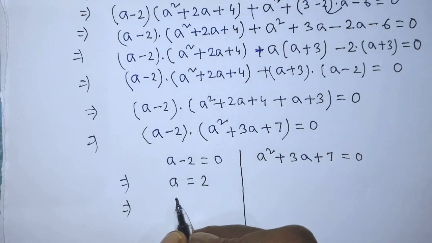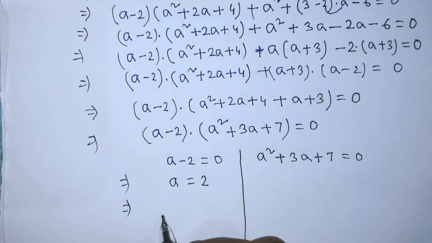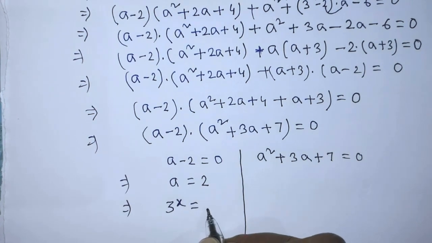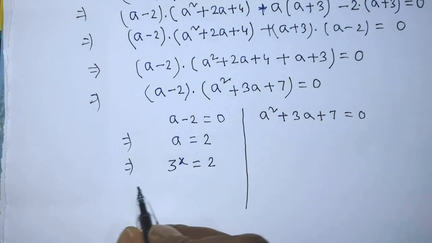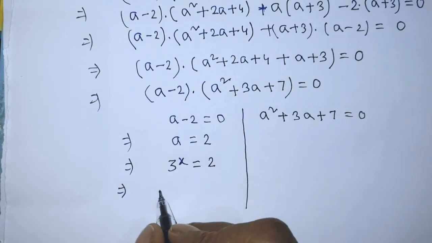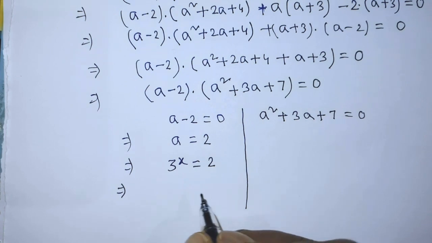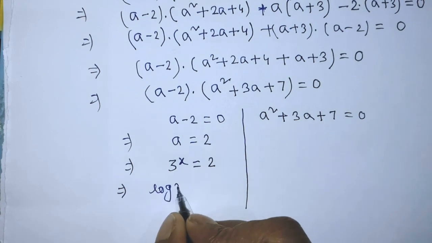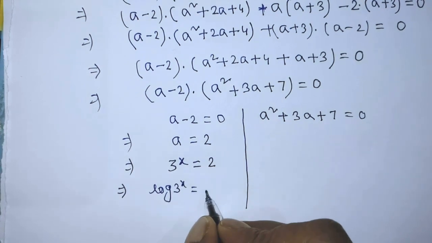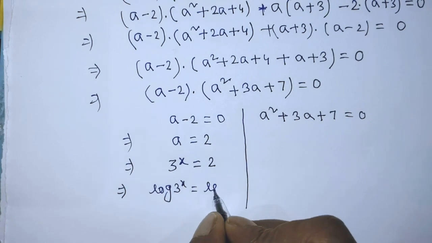So now again we have to put the value of a in this equation. So student, the value of a is 3 to the power x. So we have to write 3 to the power x on the left hand side, and again we have to write 2 on the right hand side of this equation. So student, to find the value of x from this equation, we have to take log on both sides. So student, after taking log on both sides, then you can write on the left hand side log of 3 to the power x is equal to, on the right hand side we have to write log of 2.